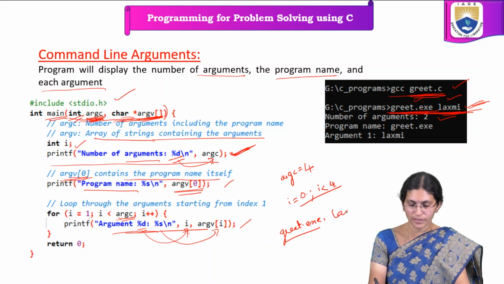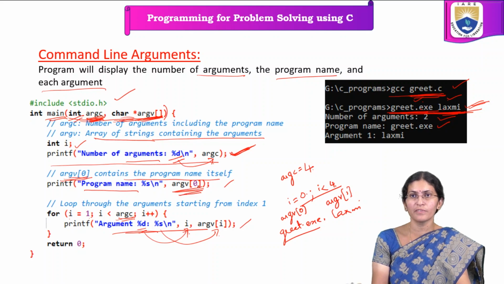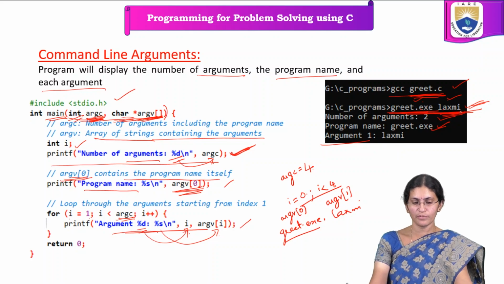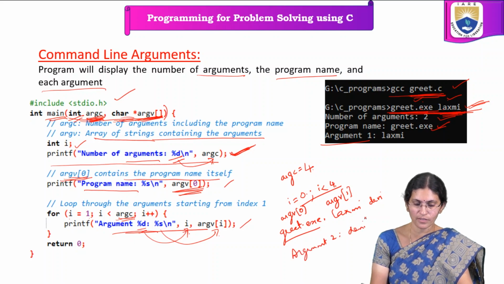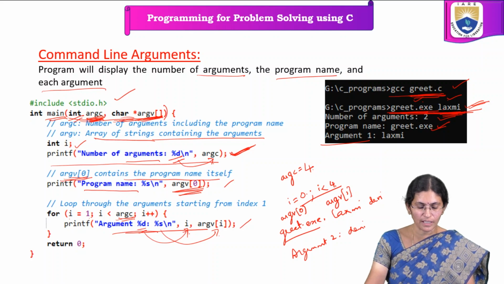The name of the program is the first, greet.exe, and then after that we have specified this. This is ARGV of 0 and this is ARGV of 1. In ARGV of 0, at the first position, the name of the program is there. Then argument 1, the first argument, is Lakshmi. In this way, if you give more arguments, argument 2 will also be printed here. In this way you can understand the use of command line arguments.